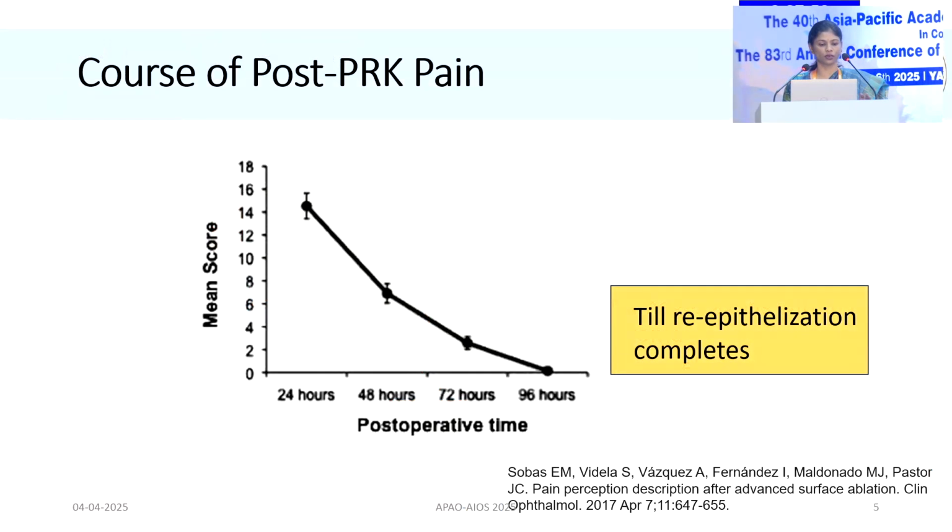Now this is a typical course of post-PRK pain, and here in this graph you can see that the pain is highest within the first 24 hours following the surgery, and it then gradually slows down in 72 to 96 hours. This pattern of pain following the surgery correlates with the process of reepithelialization. When the epithelial defect completely heals, the pain completely subsides.